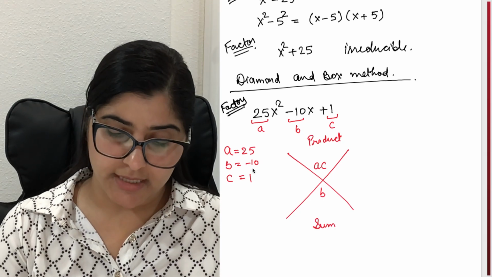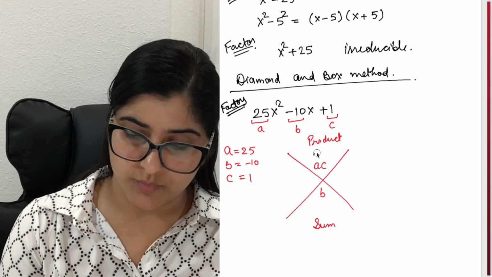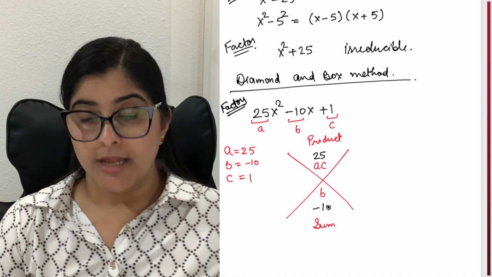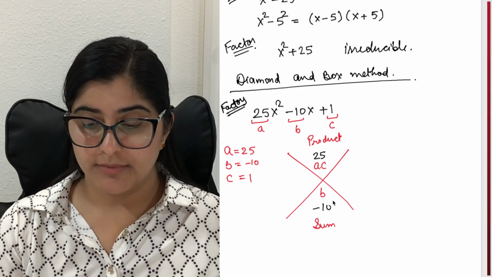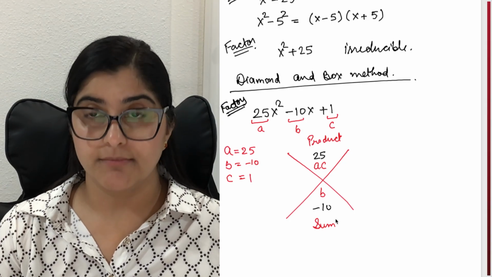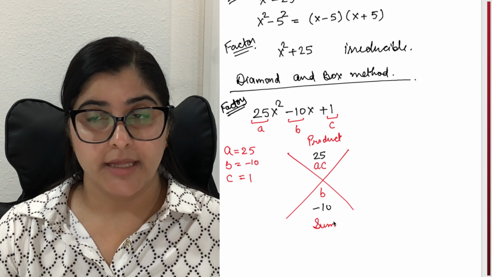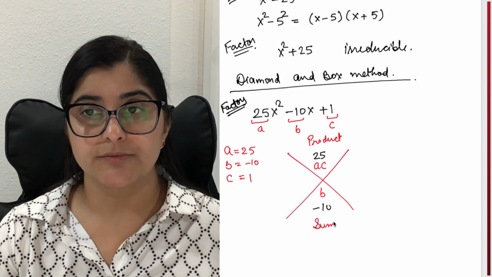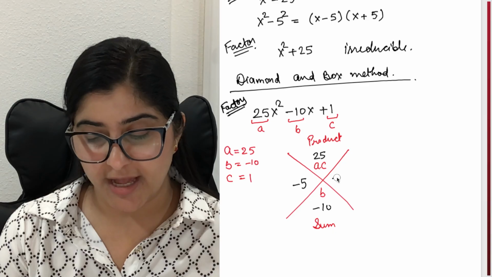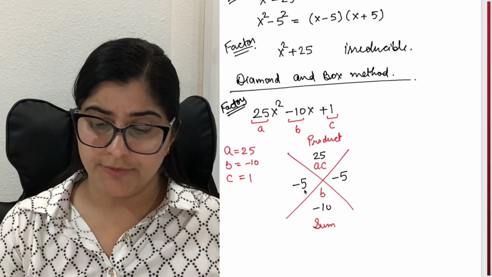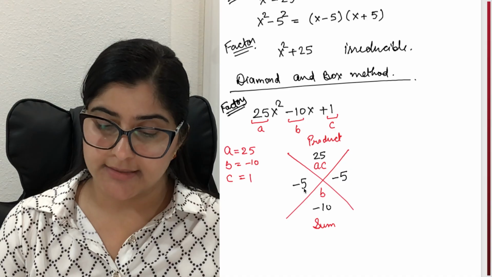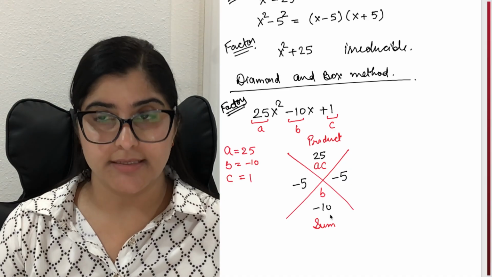What is A times C? A times C is 25 times 1, which is 25, and B is -10. Now we are looking for two numbers which will give you the product plus 25 and the sum -10. Can you think about any two numbers which will give you that? Yes, it's -5 and -5. If you multiply, the product is positive 25 and the sum of these two numbers is -10.